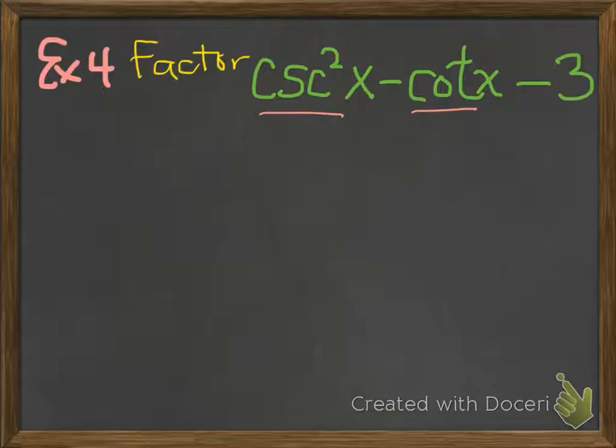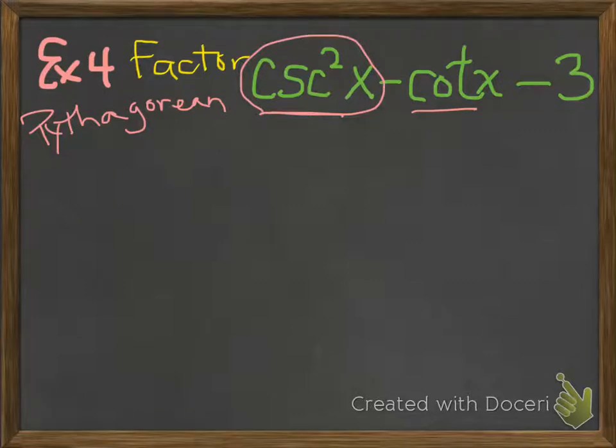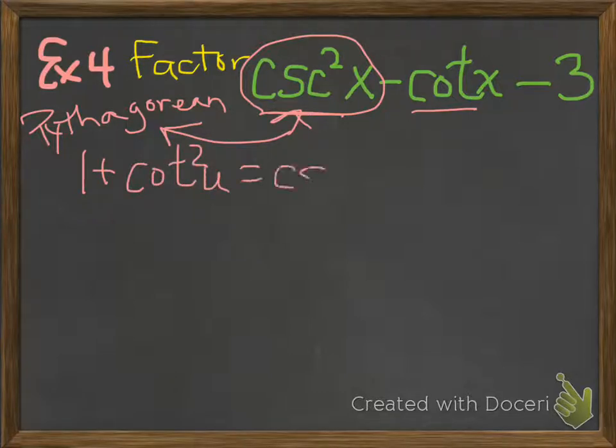And if you will look at your identities, a lot of them have to do with the Pythagorean identities. Those are the ones where you can actually go from one trig function to another. So I'm going to focus on my cosecant squared x, because this is a squared and that goes along with the Pythagorean. So I'm going to look up the Pythagorean identity that has a cosecant squared in it. And here I have 1 plus cotangent squared u equals cosecant squared u, or x.